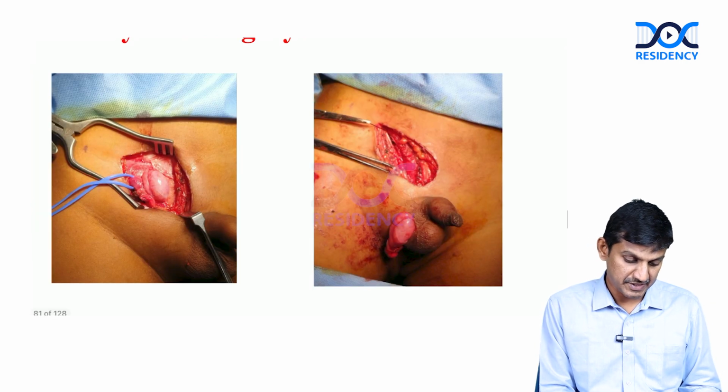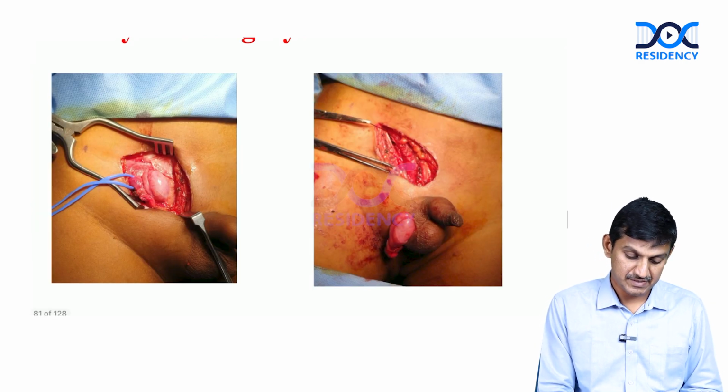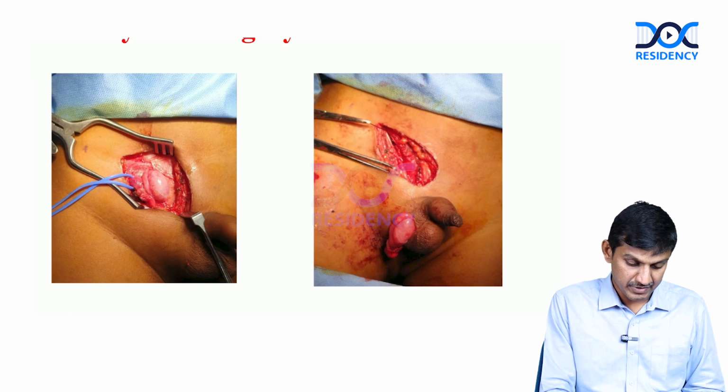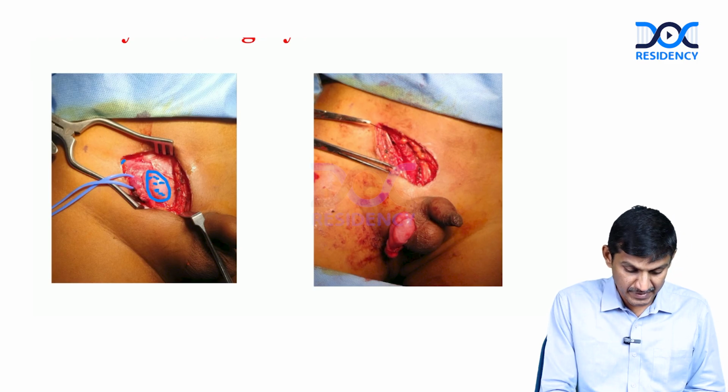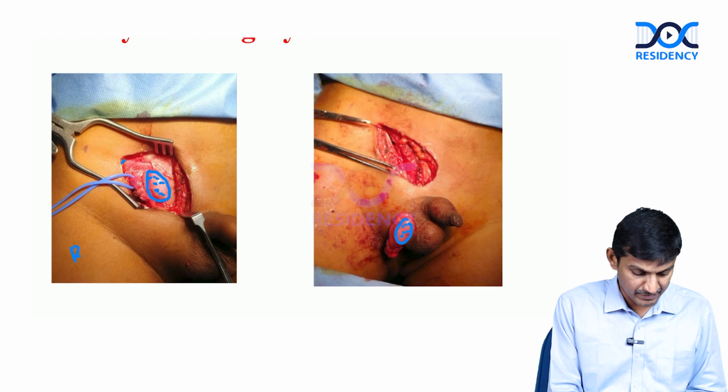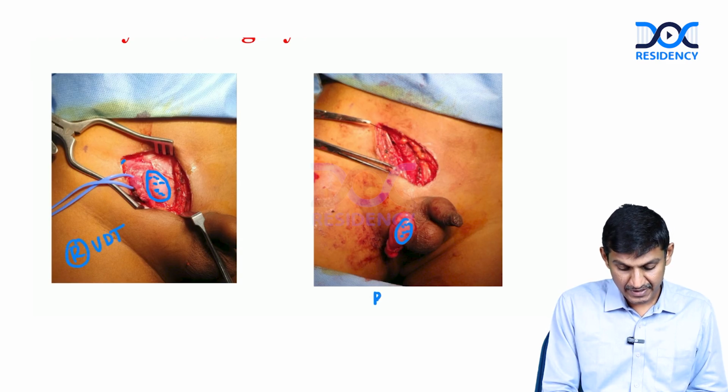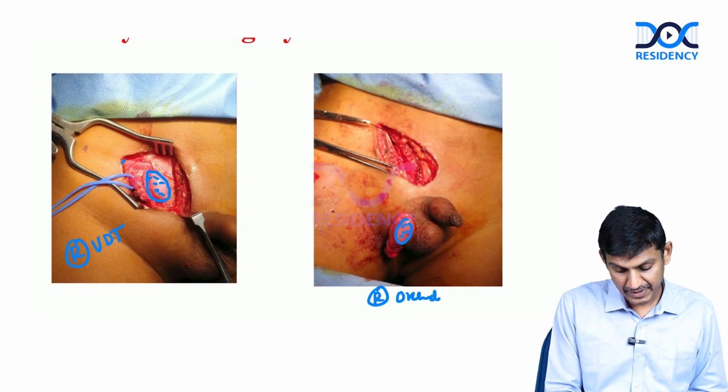So what is this procedure? Can you identify? Remember, this is done in a small boy. You see, we have explored the inguinal canal, you see a small globular swelling, and it is being transposed and put into the scrotum. So this is probably a case of a right-sided undescended testis. What you have done is a right-sided orchidopexy.